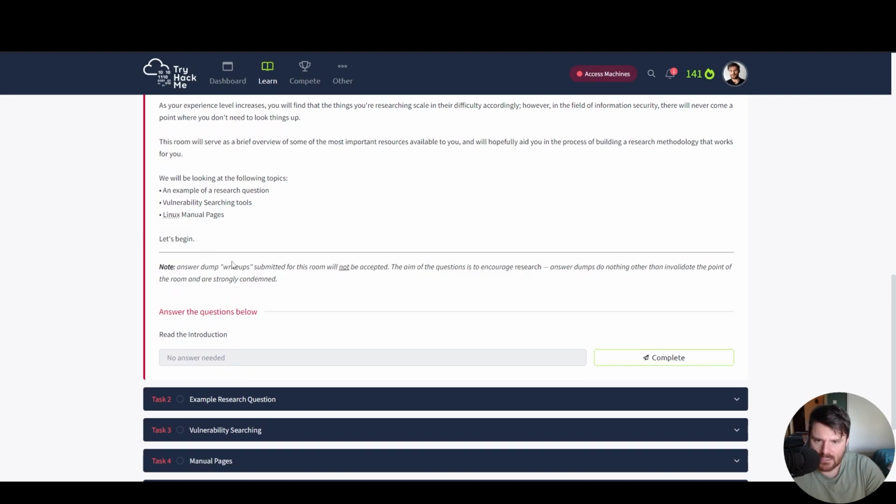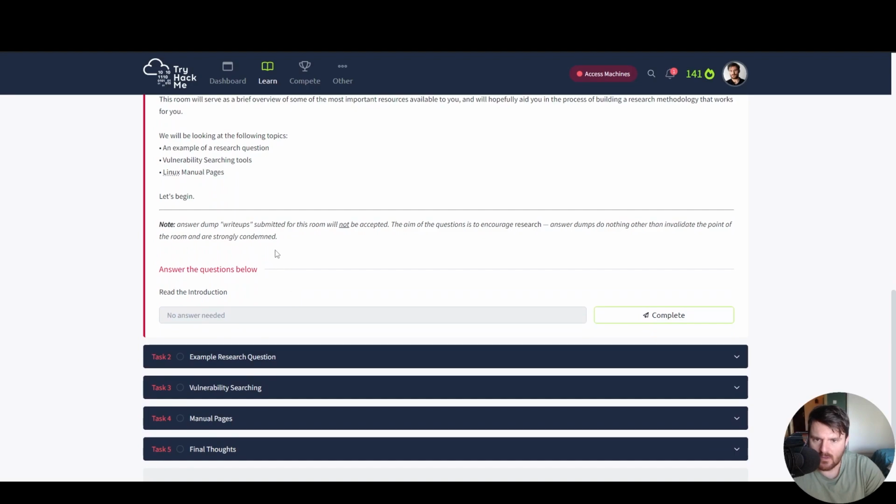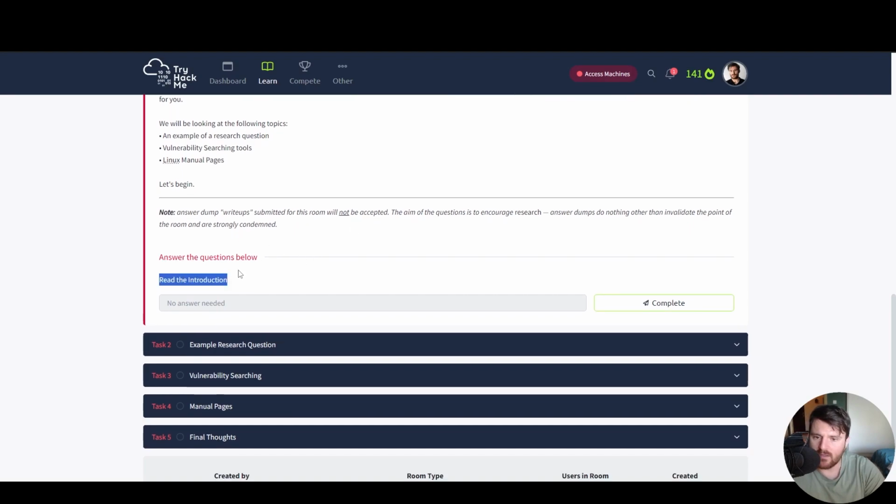Let's begin. Note: answer dump write-ups submitted for this room will not be accepted. The aim of these questions is to encourage research. Answer dumps do nothing other than invalidate the point of the room and are strongly condemned. Answer the questions below. Read the introduction, the best kind of questions.